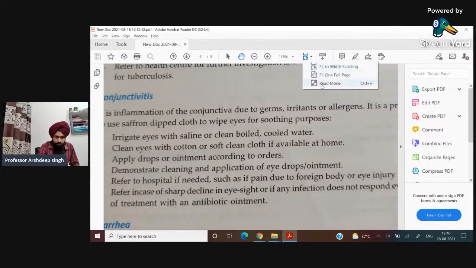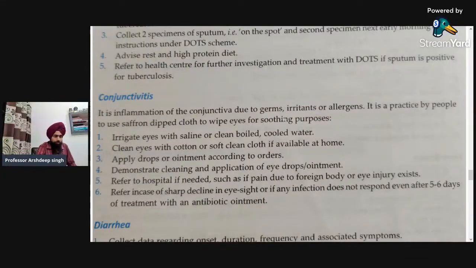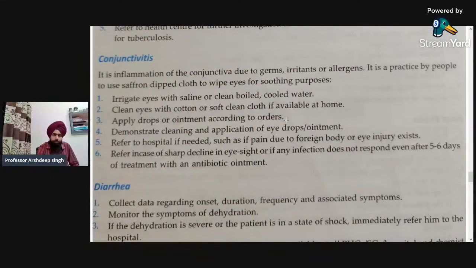So what is conjunctivitis? It is the inflammation of the conjunctiva, the white portion of the eye, due to germs, irritants, or allergens. It is practiced by people who use saffron dipped cloth to wipe eyes for soothing purposes. So when there is inflammation of the conjunctiva due to germs, irritants, or allergens, that condition is known as conjunctivitis.